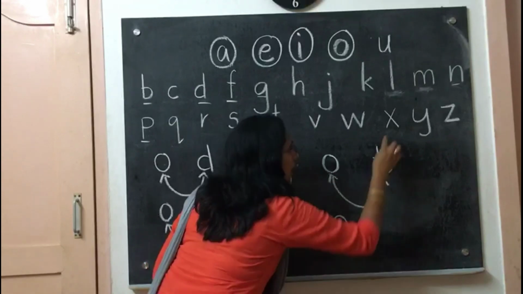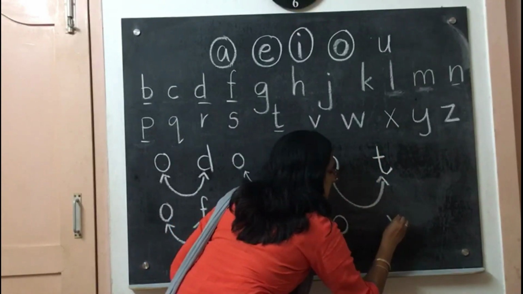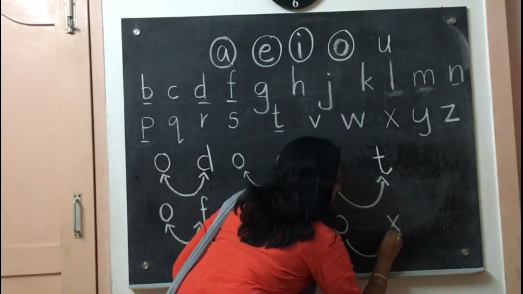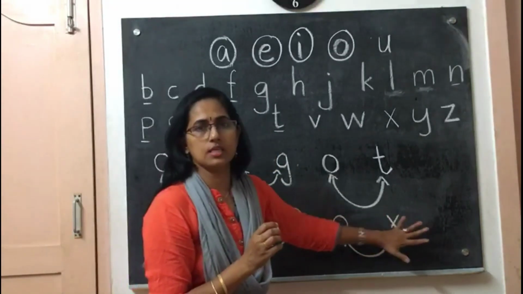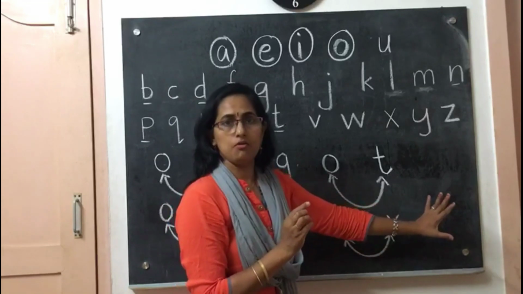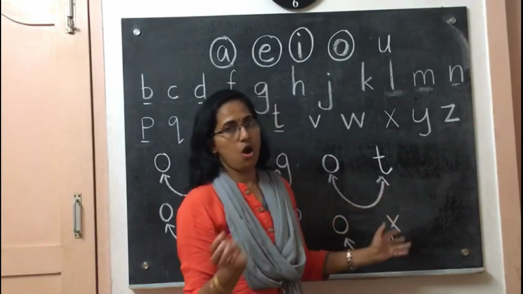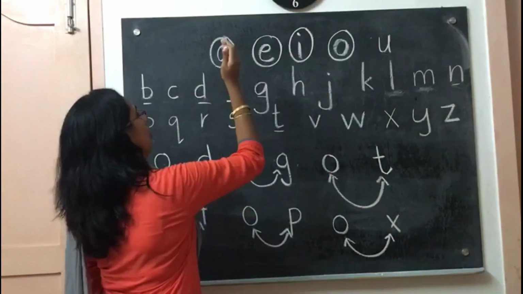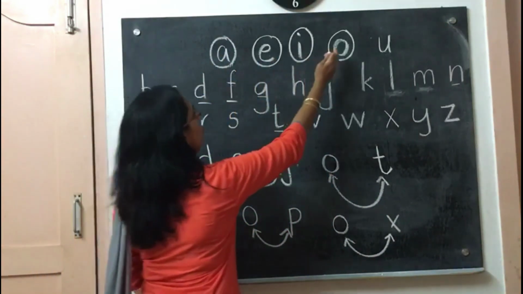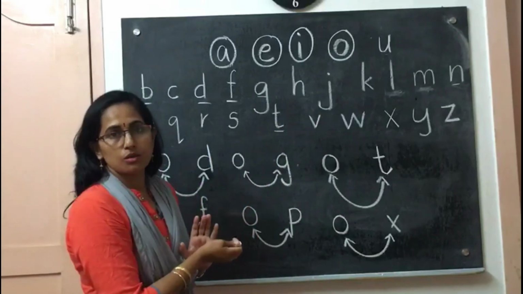Letter O and S. Just try to join the sound of O, S, Ox. Faster. Ox. Right? So far we have joined the vowels A, E, I, O with all the consonants.